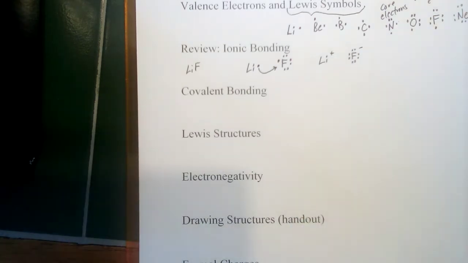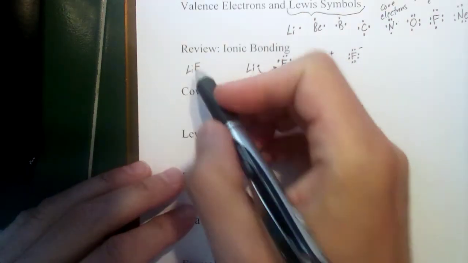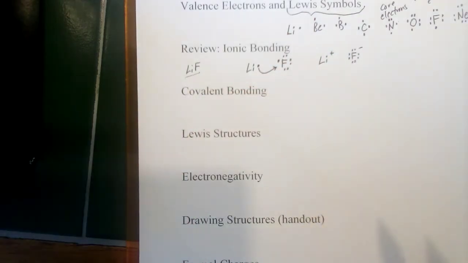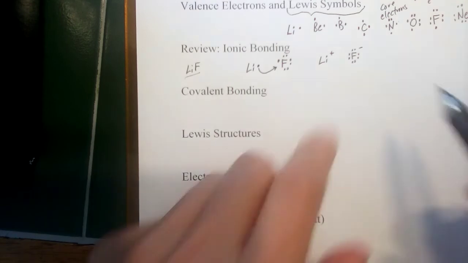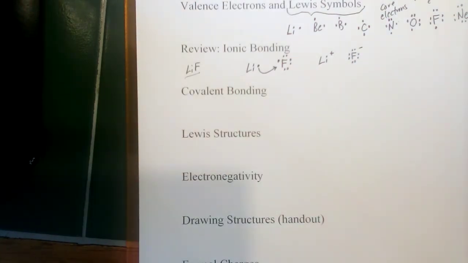And this separation of different charges gives us this electrostatic interaction that holds our ionic compounds together, right? And of course, we would usually just write it as lithium fluoride, but all of this is understood as to how this is happening. So this transfer of electrons is how ionic bonding works.